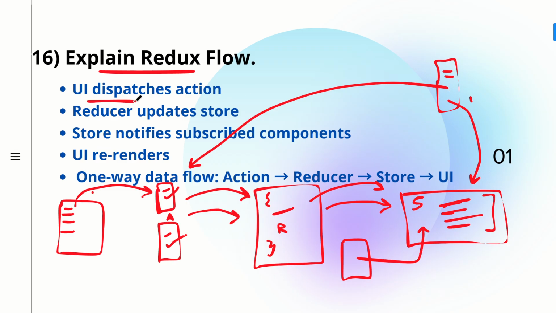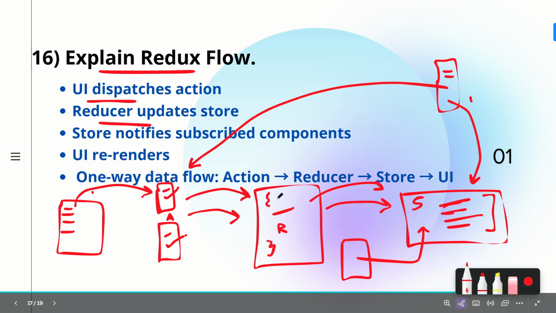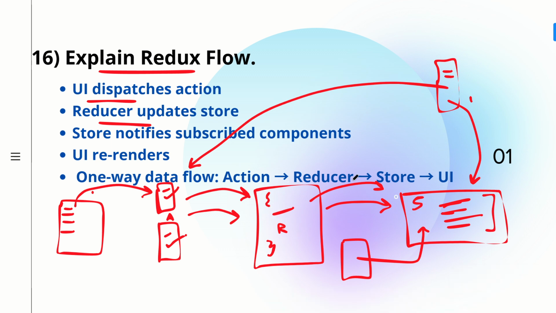Let us see. UI dispatches the action. This is the first flow. UI is dispatching the action. Then the reducer updates the store. So once the action is dispatched, it will see in the reducer what kind of data we want. It is going to update your store. And then the store notifies the subscribed components. So the store is going to notify the subscribed components. It is going to give the latest data to every component. Then UI re-renders. So the UI is going to re-render anyway. So the one-way data flow is action, reducer, store, and UI. This is how your Redux flow works.